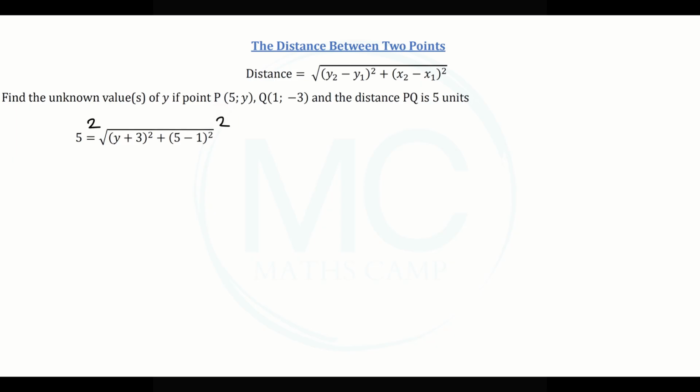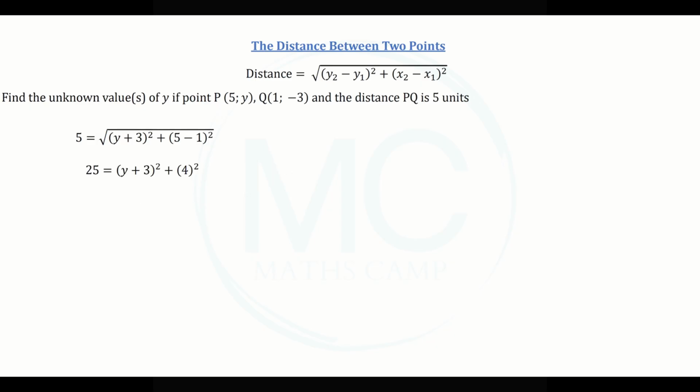On the left, 5 squared is 25, and we make this equal to, on the right-hand side, the square and the root will cancel. Let's leave our first bracket as y plus 3 squared, plus 5 minus 1 is 4. So we can say 4 squared.